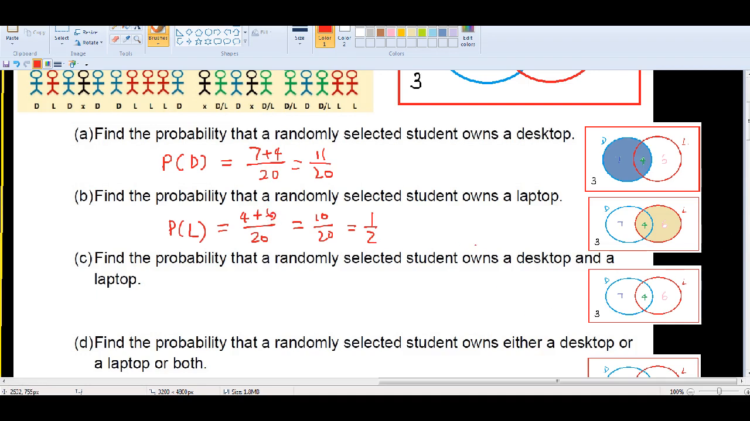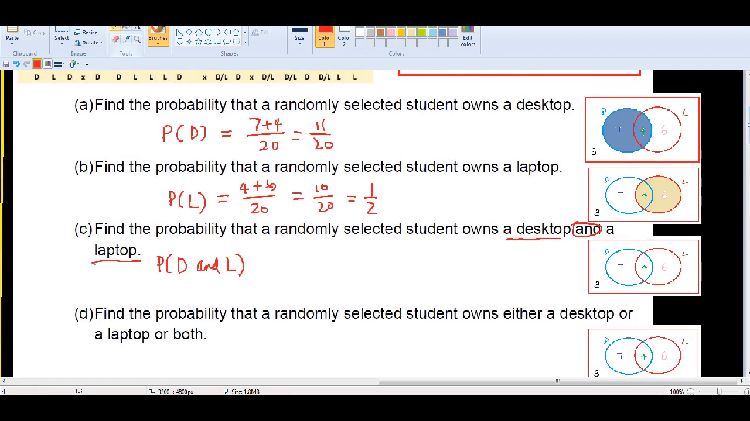Okay, so next one, the randomly selected student owns a desktop and a laptop. It's about 2 events using intersection. Which part of the Venn diagram are we going to consider this time? It should be in the middle, in the overlapping area. So this one should be only 4 of them divided by 20.